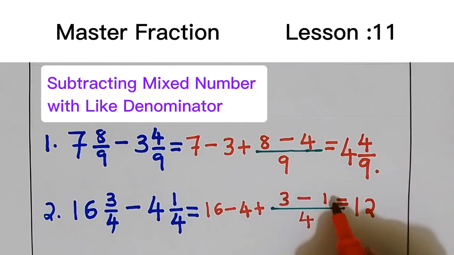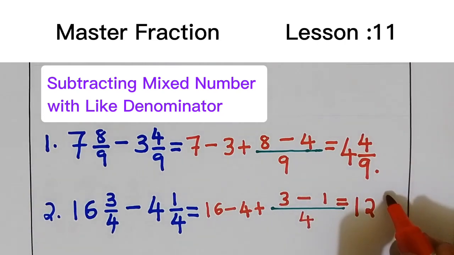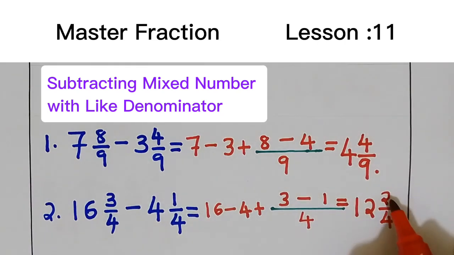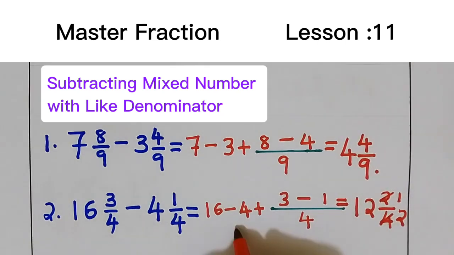3, take away 1. It is 2 over 4. But we can simplify 2 over 4. So by 2, we get 1. By 2, we get 2. This will be equal to 12 and 1 over 2.